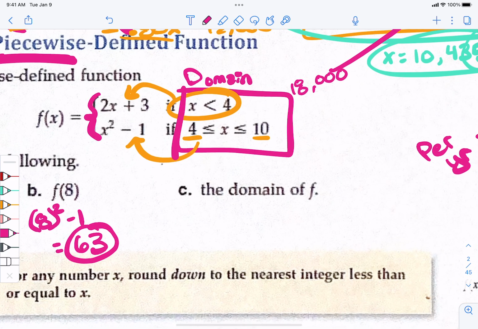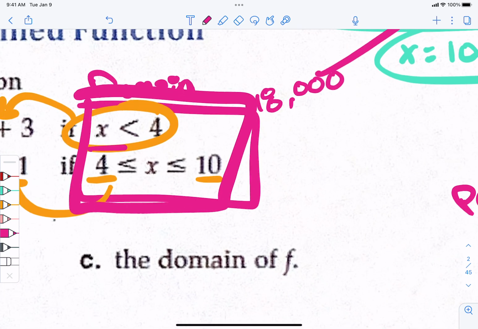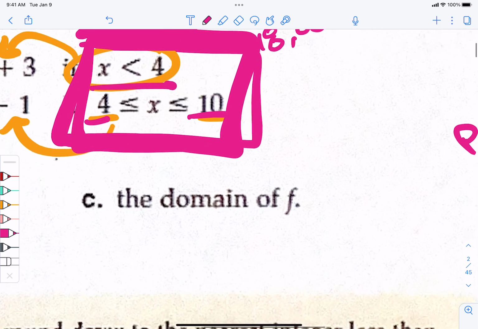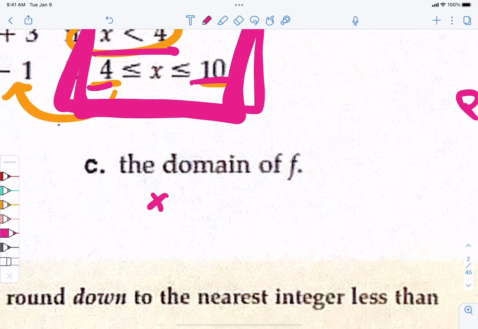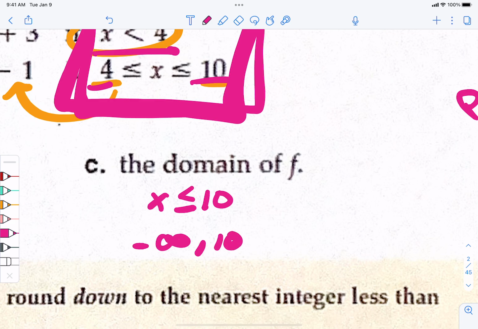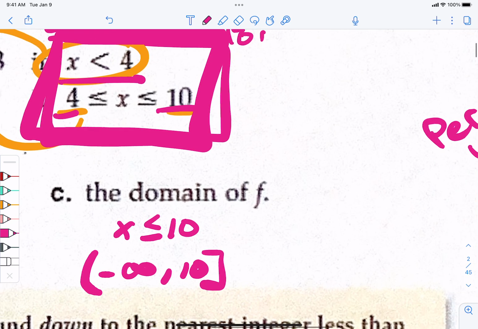Then they say the domain of f. All right, this is the domain. If I combine those together, am I allowed to plug in any negative numbers I want? Yes. Am I allowed to plug in any positive numbers I want? Only up to 10, right? I can plug in any number less than 4, and any number between 4 and 10, but 10 is the highest number I can plug in. So if I smash those two together, the domain will be only x's that are less than or equal to 10. Or you can say from negative infinity to 10. Those are only the numbers I'm allowed to plug in. Is 10 equal to or not equal to? Equal to, because it's there.